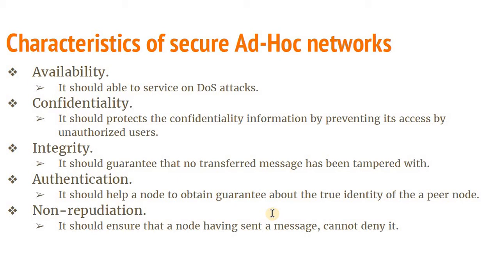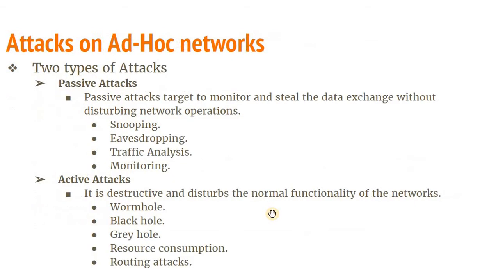Non-repudiation means it should ensure that a node that has sent a message cannot deny it. Non-repudiation covers the case where the sender sends a message to the receiver and the receiver receives it, but after receiving, the sender denies that they sent any message. This type of activity should not be there in order to make an ad hoc network secure.